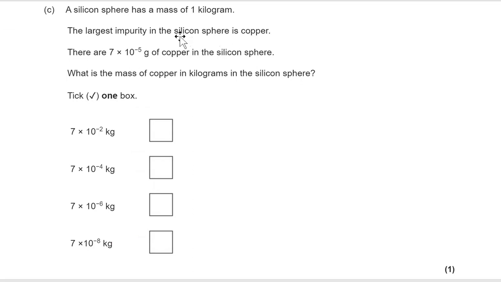On to part C, a silicon sphere has a mass of 1 kilogram. The largest impurity in the silicon sphere is copper, and there are 7 by 10 to the minus 5 grams of copper in the silicon sphere. What is that in kilograms? Well, to convert from grams to kilograms, you will divide by 1,000. So 7 by 10 to the minus 5, divide by 1,000, goes to 7 by 10 to the minus 8.